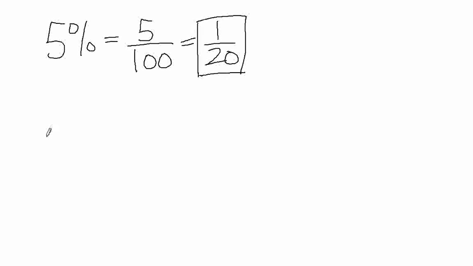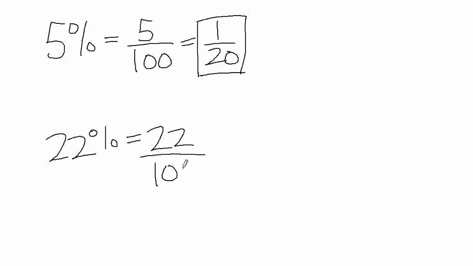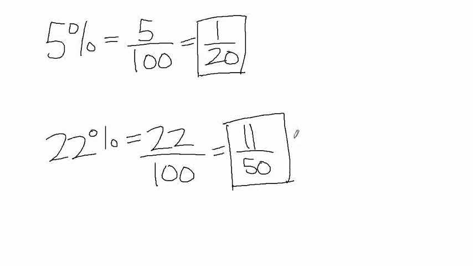What about if I wanted to convert 22% to a fraction? So again, 22% is shorthand for a fraction with 100 in the denominator. So I end up with 22 over 100, which I can reduce to 11 over 50. All right?